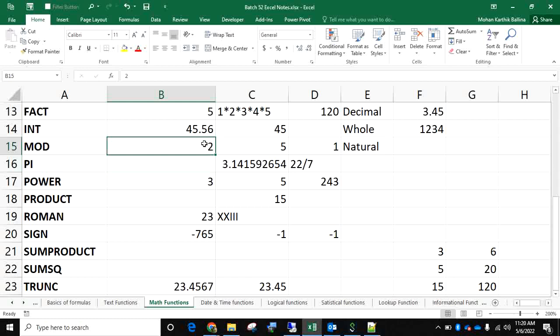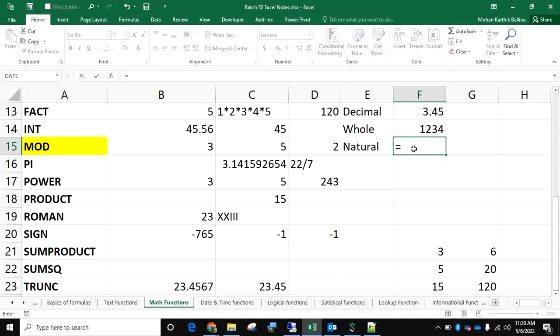Suppose I give 3, 5 by 3: 1 time 3, remainder 2. Okay? That is MOD. Remember, very important. If you want to get the quotient, it is 5/2, that's it, 2.5. If you want to know how many times it divides, just use divide. If you want the remainder, use MOD. Okay, next.